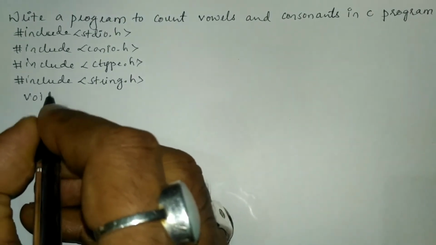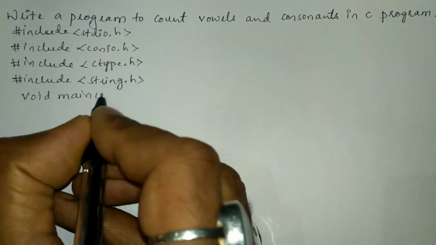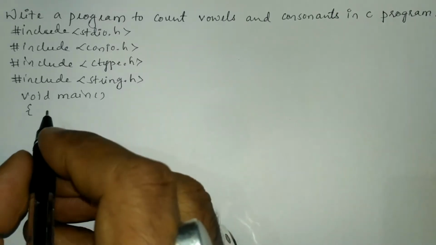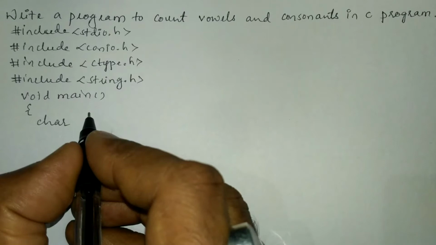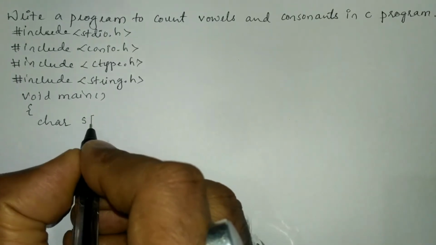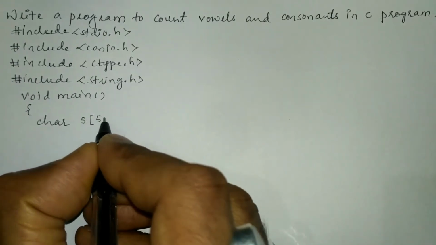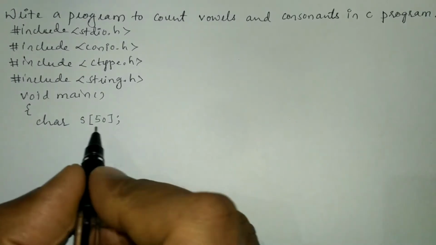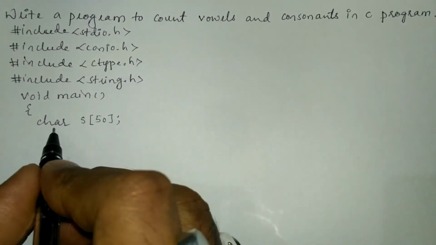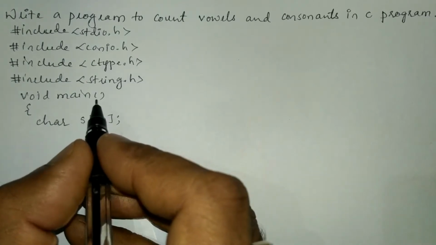Now we'll write void main function curly open brace, and here I'm going to declare a char type of array. So here s represents string and I'm going to enter the size as 50. So it is the array of characters that forms string only.